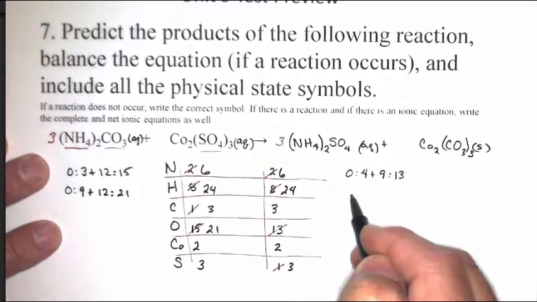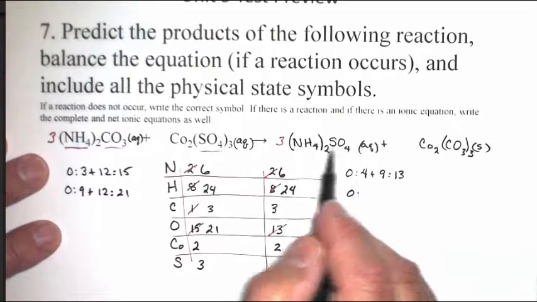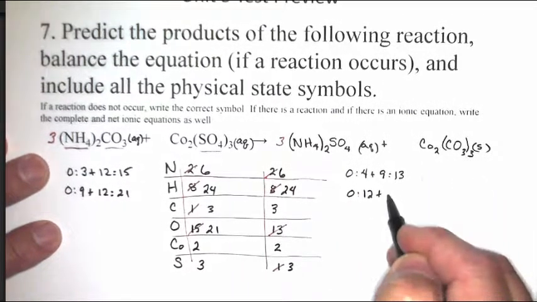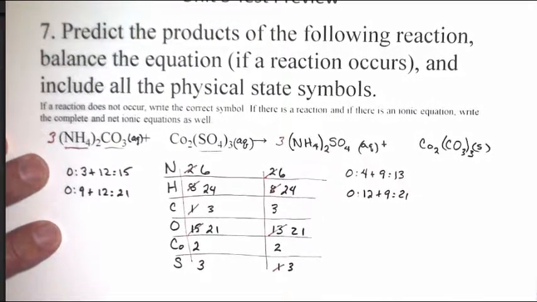And since I have oxygen in 2 different places, I'm going to write it out. 4 oxygens times 3 is 12. 3 oxygens times 3 is 9. That's 21. And it looks like everything's balanced.